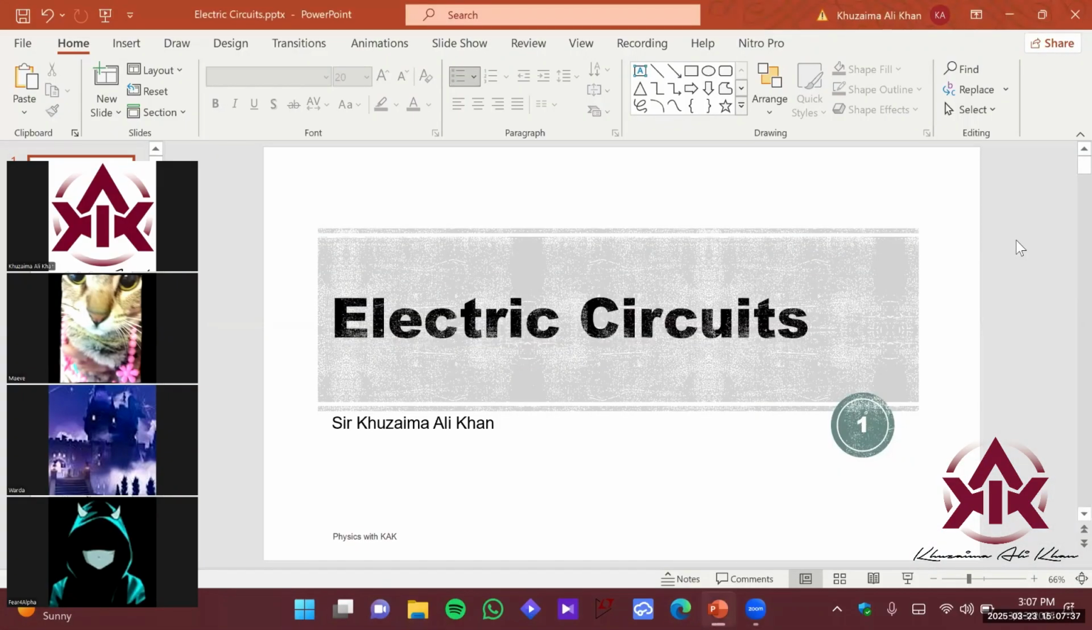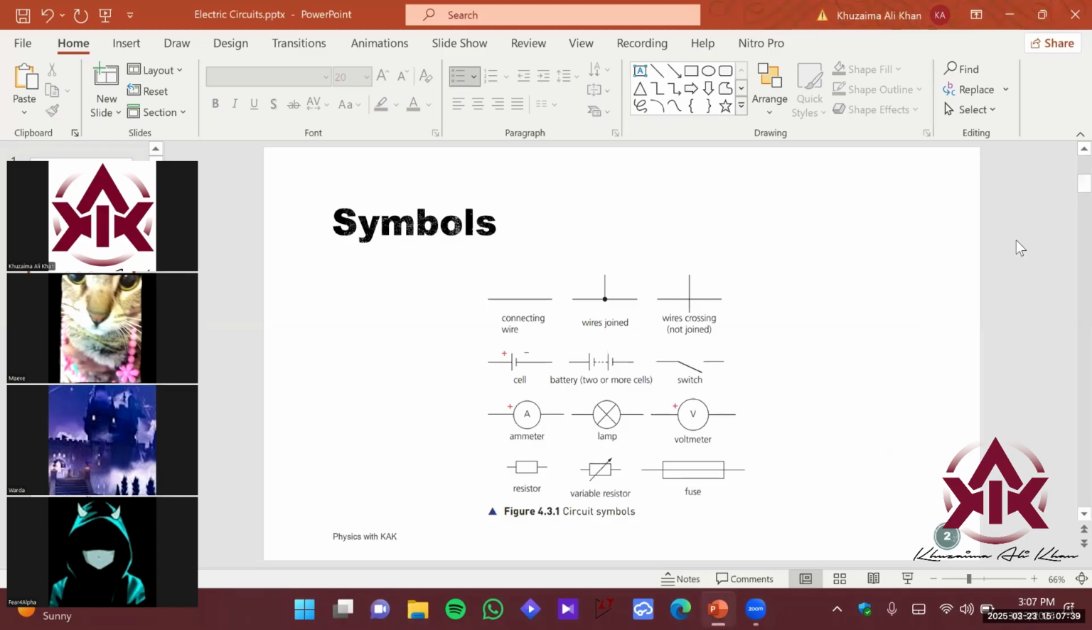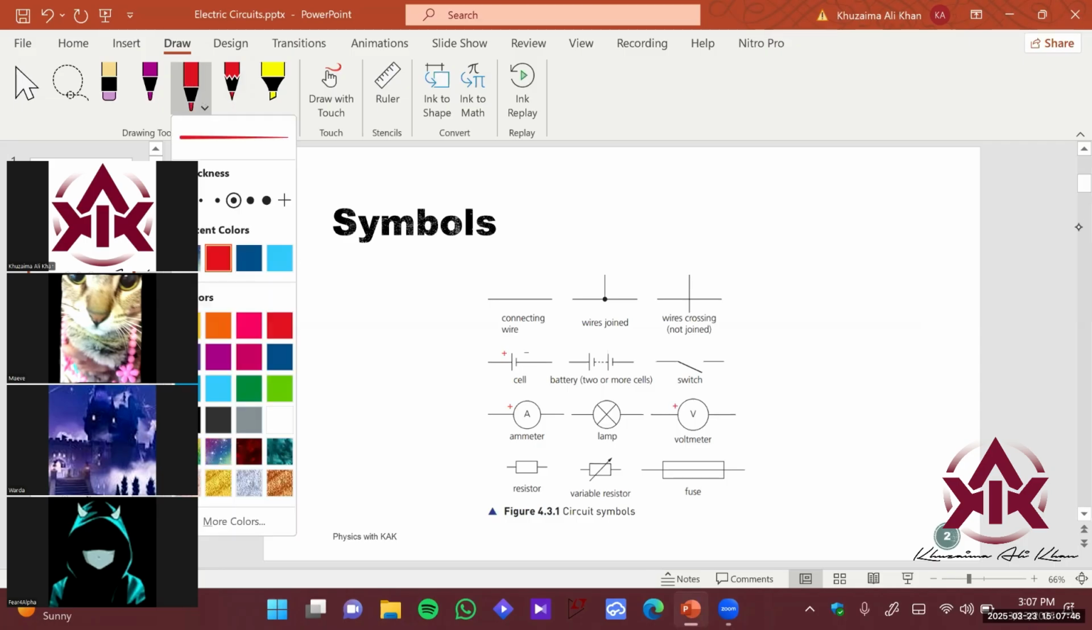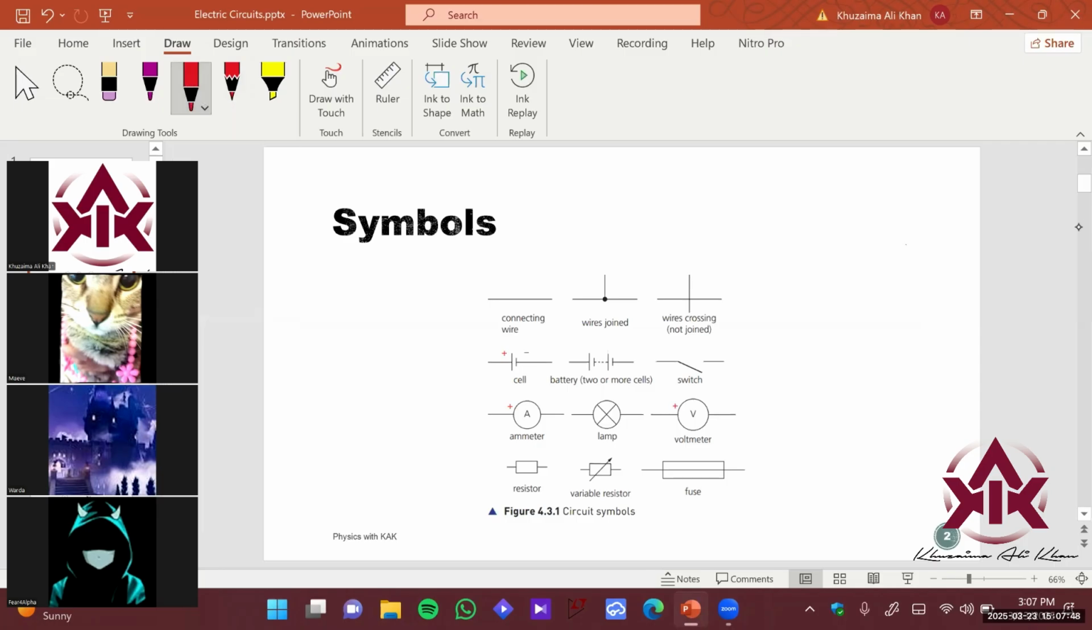So let's start over here. These are some symbols for electrical circuits, which you should know. Can we draw wires like this? If you want to draw a wire, just draw a straight line.